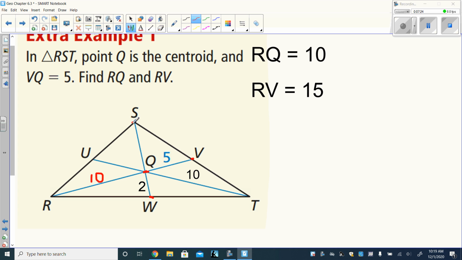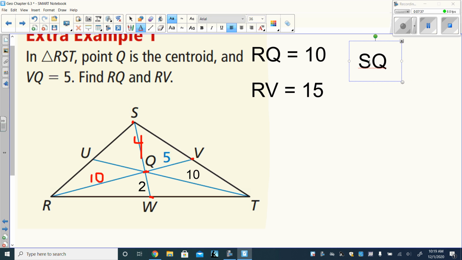Now the bigger length, Q to S, is twice the smaller. So 2 times 2 would give me 4. So the bigger length for this one here, SQ or QS, is equal to 4. Now the whole length, WS, well, we can add those two together, and 4 plus 2 gives me 6. And that's it. That's all we have to do for this here.